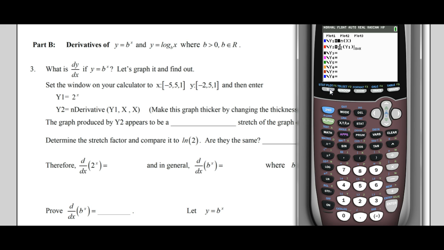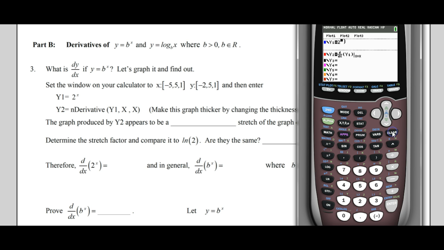Let's get out of the table. So we are going to set our window. This time we'll do the window -5 to 5 by 1, and -2 to 5 by 1. We're going to do y equals what? We can't do b to the x, so we're going to do 2 to the x.